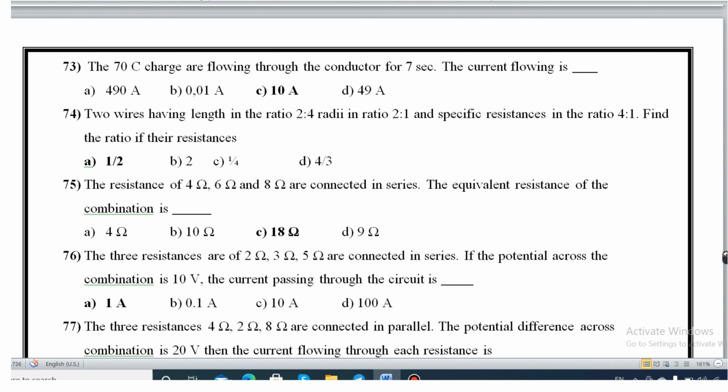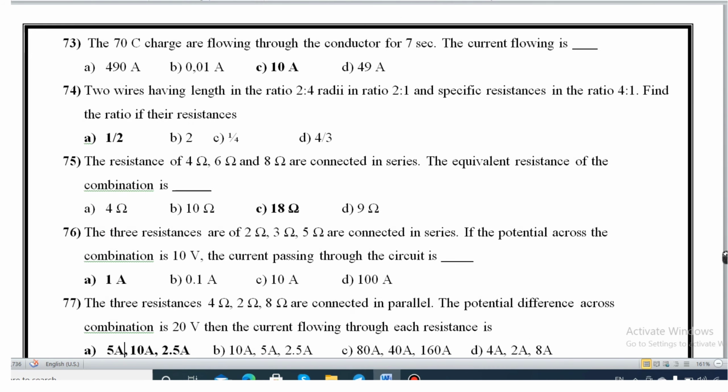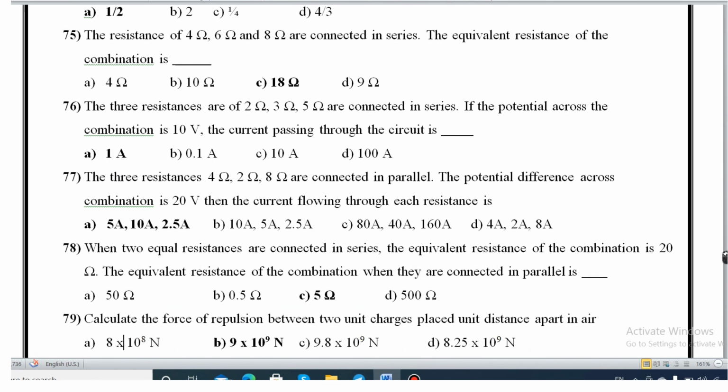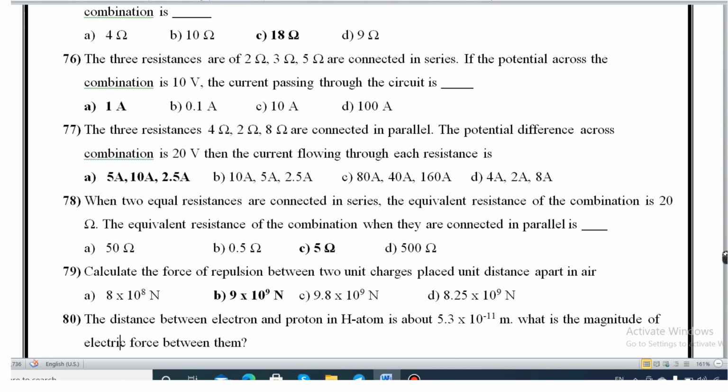Resistances of 4 ohm, 6 ohm, and 8 ohm are connected in series. The equivalent resistance of the combination is 18 ohm. Three resistors of 2 ohm, 3 ohm, and 5 ohm are connected in series. If the potential across the combination is 10 volt, the current passing through the circuit is 1 ampere.